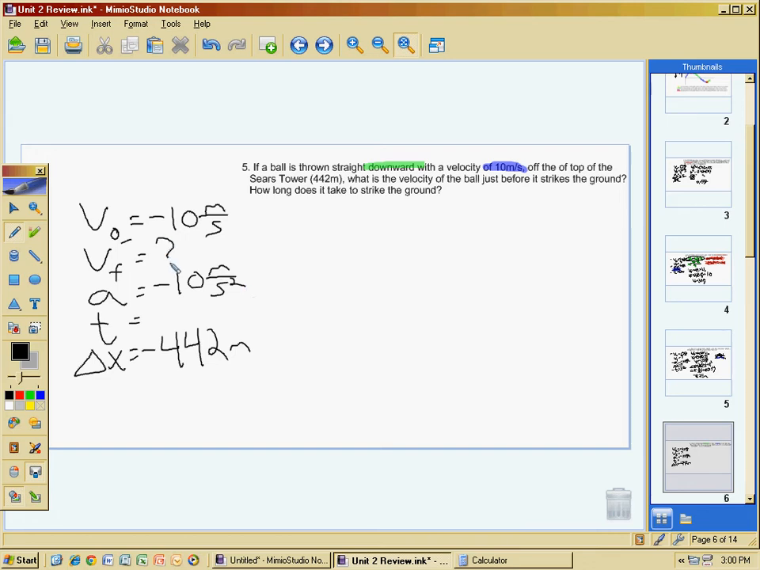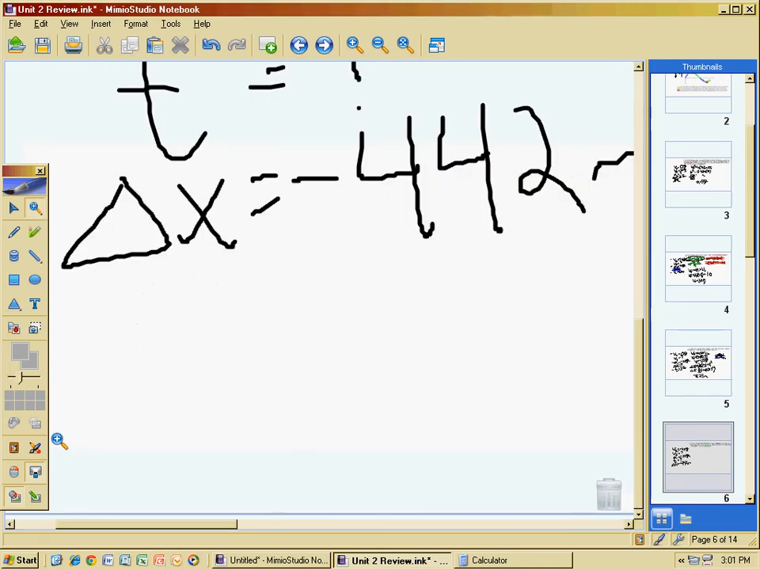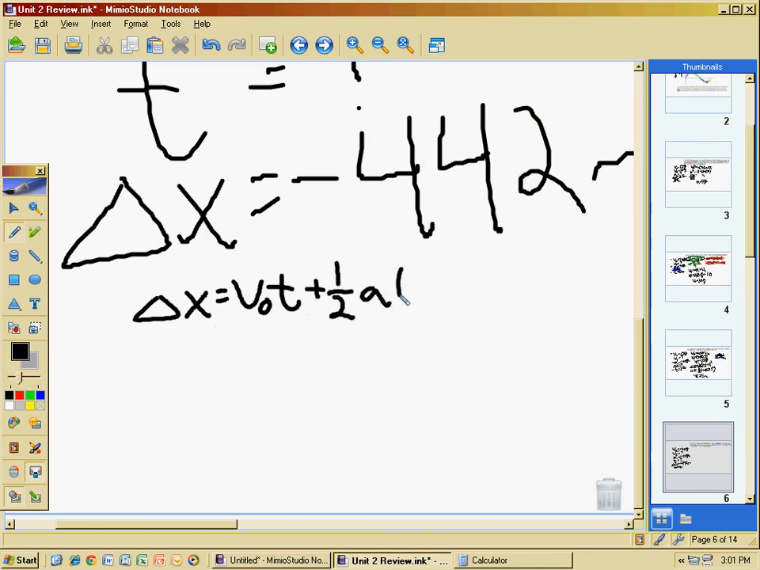And how long does it take to strike the ground? It's asking for time. Once again, you can solve in any order. However, I'm going to make a suggestion. It was the same suggestion I made if we discussed problem 6 from Wednesday's homework. You can solve for time first, but what that's going to involve is using the equation delta x equals v naught t plus 1/2 a t squared.